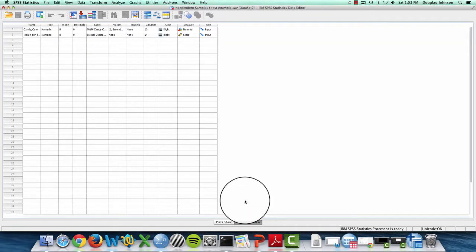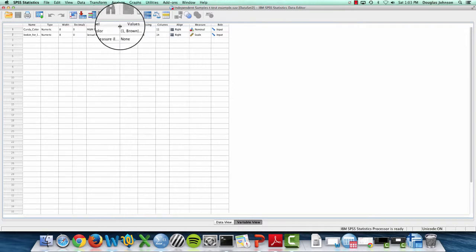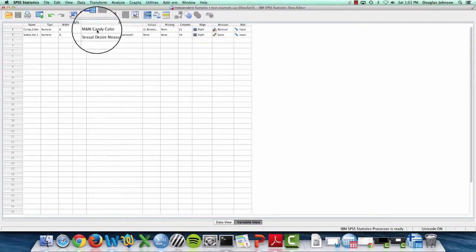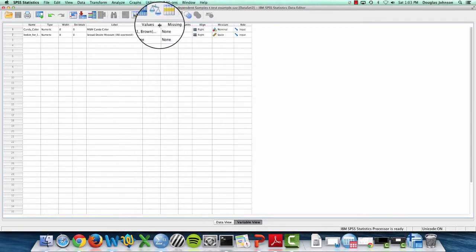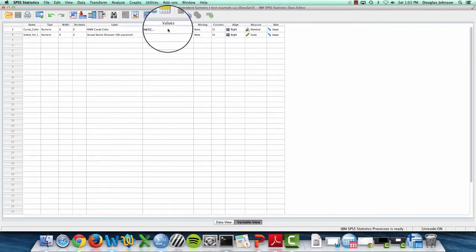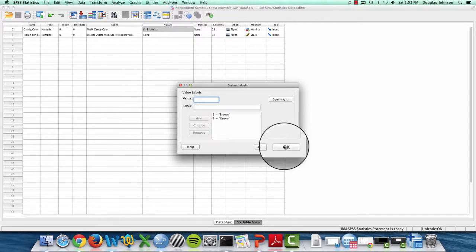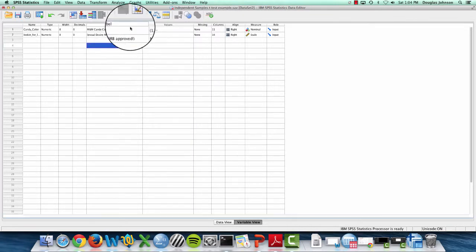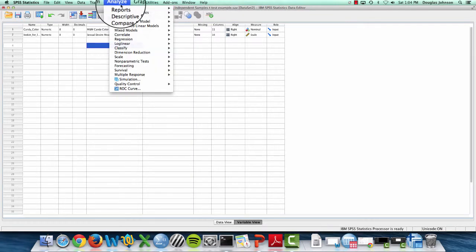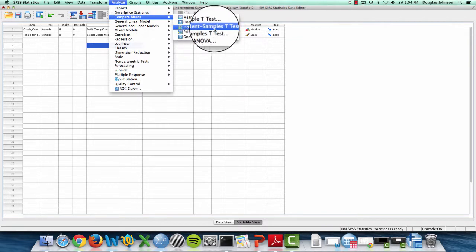We go over to variable view, you see that not only have I come up with longer names for our variables in the label box, for the independent variable, I've provided value labels so that a 1 is brown and a 2 is green. This is going to allow me to interpret my output much more easily than if I had not labeled this independent variable. So we're going to go to Analyze, Compare Means, Independent Samples or Independent Groups t-test.